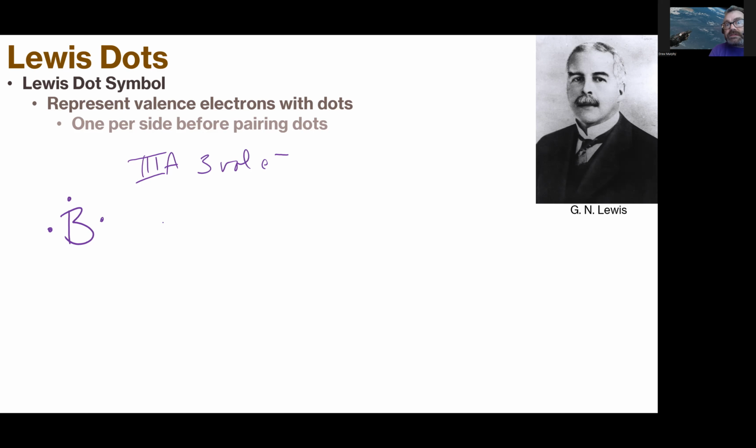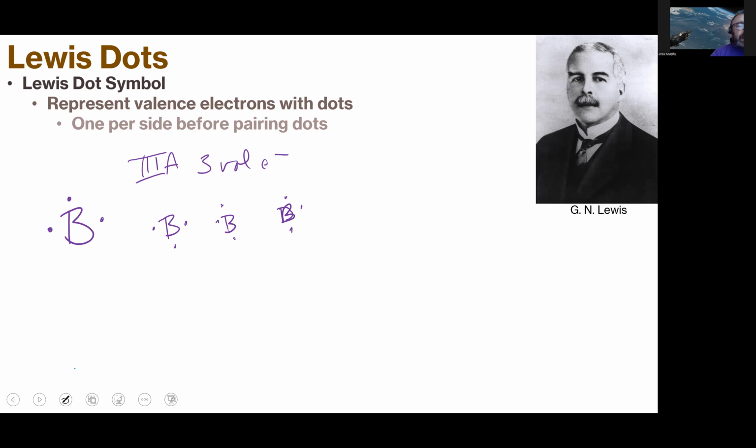And we could do this in any way we see fit. 1, 2, 3, 1, 2, 3, etc. There's another way to do it too. I might as well draw all of them. 1, 2, 3. That's a B. Notice though, in all of these, we put 1 dot on each side before we start pairing them up. This is a lot like Hund's rule. One at a time, and then we can start pairing them up.